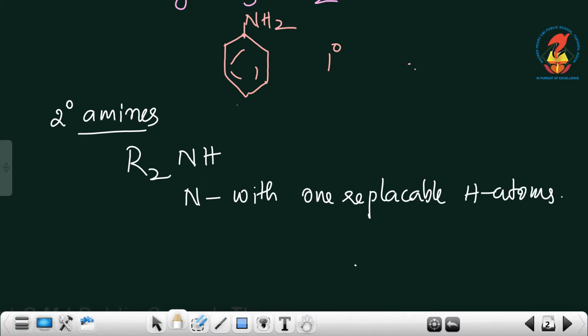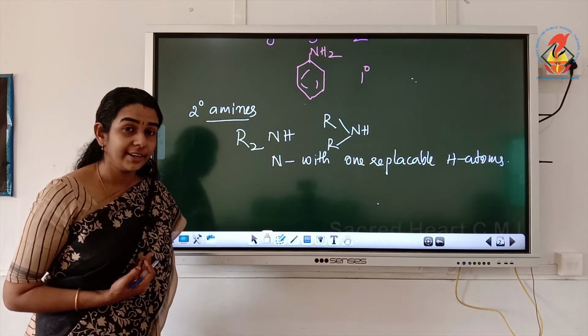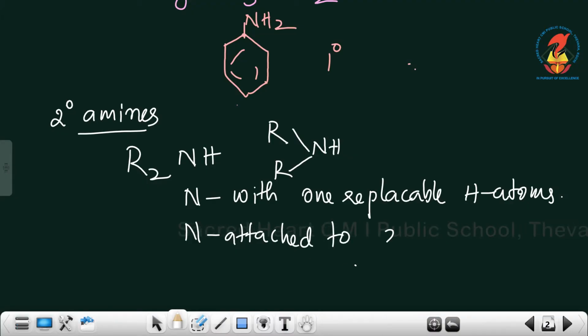Or in terms of number of carbon atoms, how can we explain? What do you mean by R2NH? If we expand the structure, R2NH means two alkyl groups are attached to the same nitrogen atom. So in terms of number of carbon atoms, how can we define a secondary amine? If nitrogen is attached to two carbon atoms, it will be a secondary amine. Or simply, if it is NH, it will be a secondary amine.